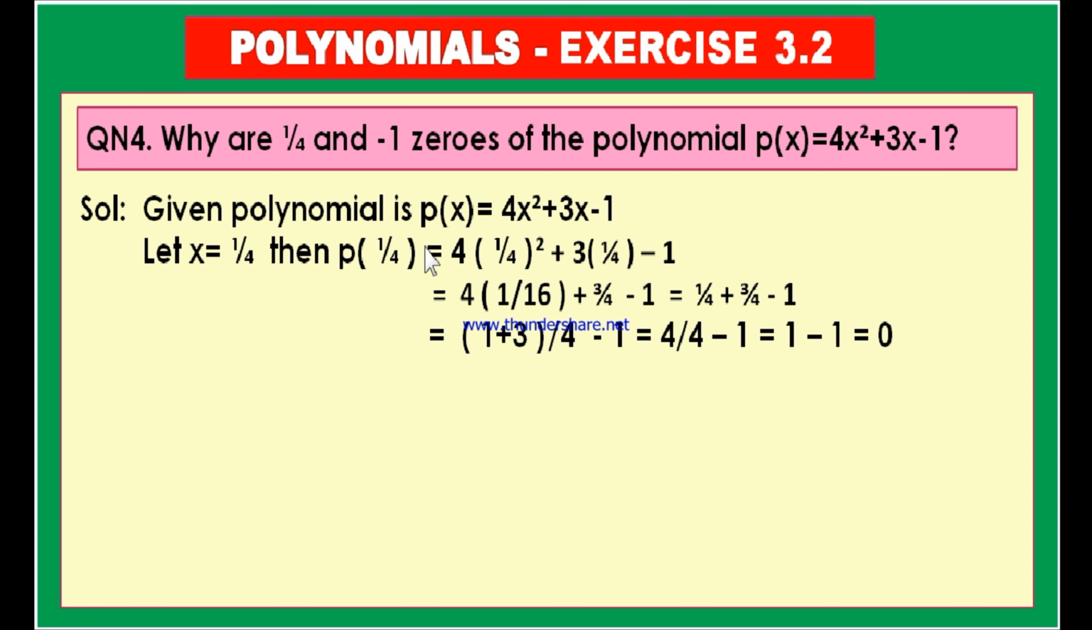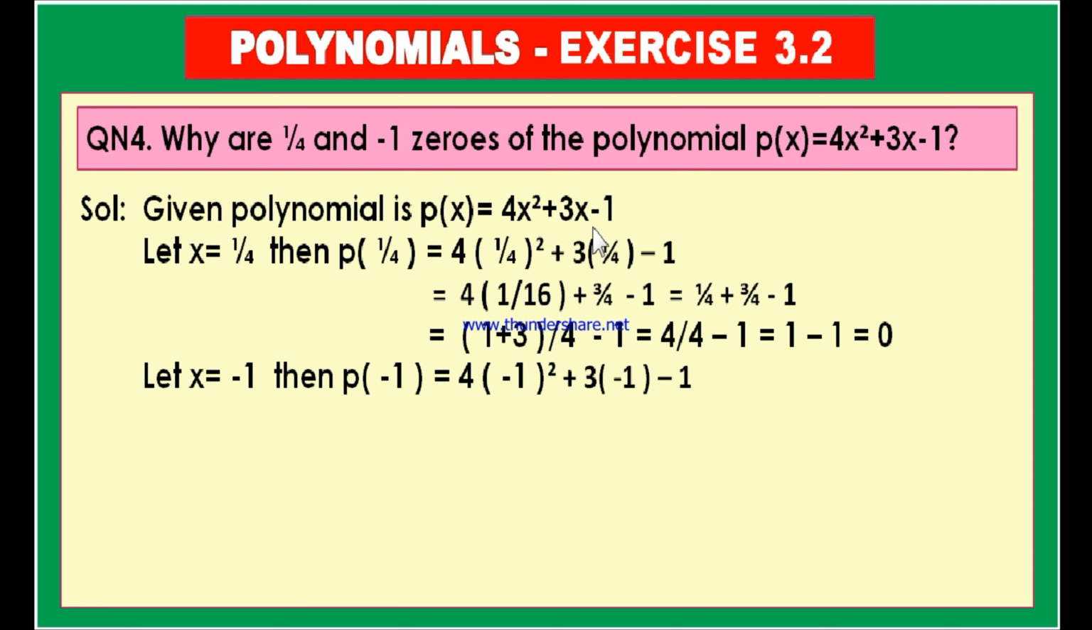You see, if we substitute x is equal to 1 by 4, then the value of the polynomial becomes 0. Since the value of the polynomial is 0 when you substitute x is equal to 1 by 4, this 1 by 4 is 0 of the polynomial. Now let us verify with minus 1. Let x is equal to minus 1. If x is equal to minus 1, then we substitute x is equal to minus 1 in this polynomial. P of minus 1 is equal to 4 into minus 1 whole square, plus 3 into minus 1 and minus 1.